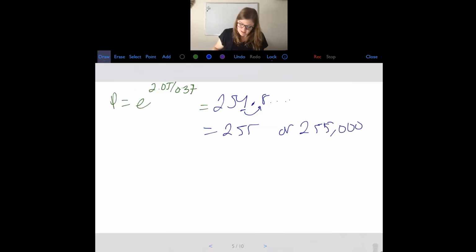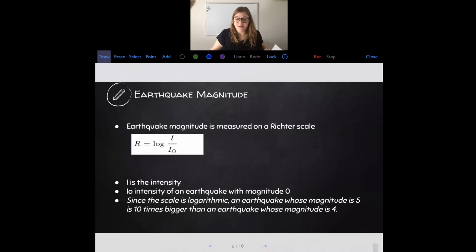Okay. Next, earthquake magnitude is another application of logarithms. So earthquake magnitude is measured on what is called the Richter scale, where R is equal to log of I over I naught. So I is the intensity of the earthquake. I naught is the intensity of an earthquake with magnitude 0, or the smallest that can be measured. It's really used for size comparison. Since the scale is logarithmic, an earthquake whose magnitude is 5 is 10 times bigger than an earthquake whose magnitude is 4. So let's do a couple of examples.